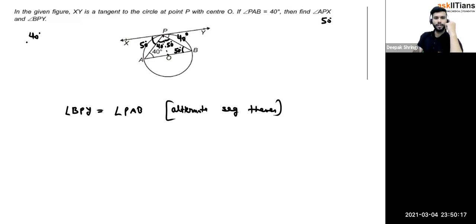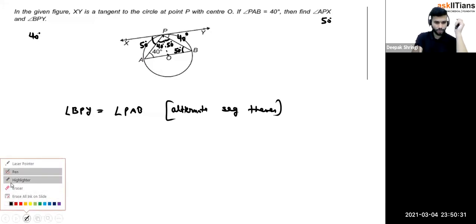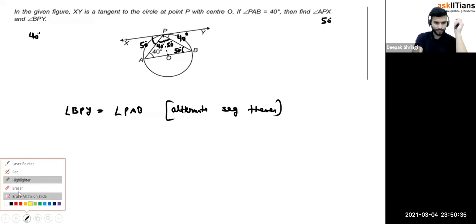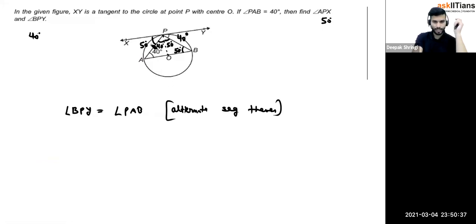I hope that's clear to everyone. How did I get that? I need to explain again. Okay, fine. Look, first of all, angle BPY is 40 degrees. So the remaining would be 50 because the complete angle has to be 90. Wait a second. I'll explain it to you again, guys. Don't worry. I'll rub it first of all, and then I'll explain. By that you'll get more clarity. Yeah, that's why. Look at this.